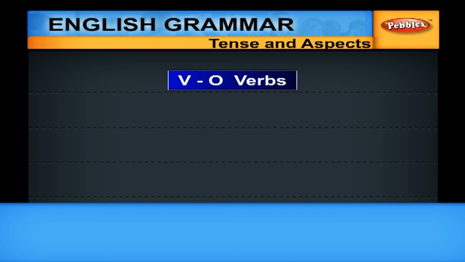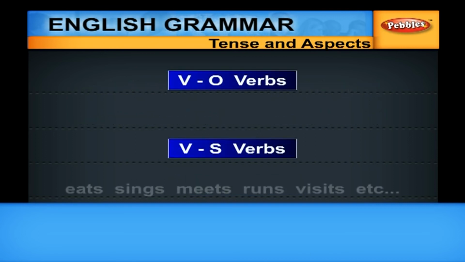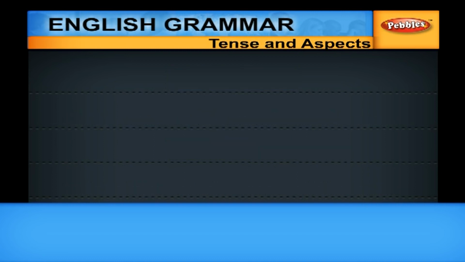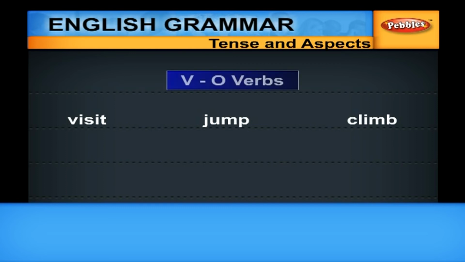VO and VS verbs are in the present tense. We use VO and VS forms in the present tense. Look at these verbs: visit, jump, climb. The above verbs are in VO form, or root verbs, or base verbs. We will add ed to these verbs.